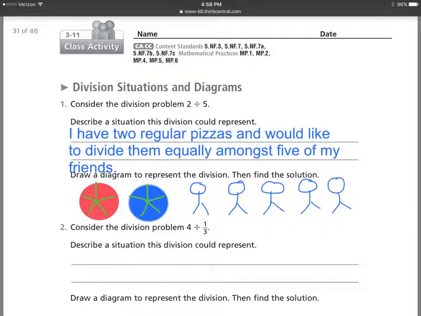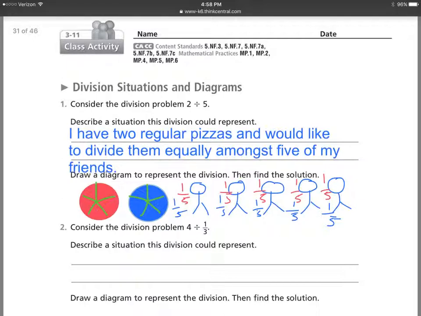So from the red pizza, each of my fellow classmates or friends will receive exactly 1 piece out of the red pizza, which we've determined to be 1/5. And out of the blue pizza, each of my friends will also receive 1/5. They can take 1 piece from each of these pizzas because I've broken each pizza into 5 equal pieces. They're all equal and each person's going to get the same amount from each one.